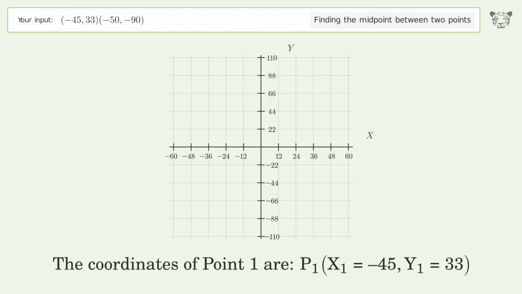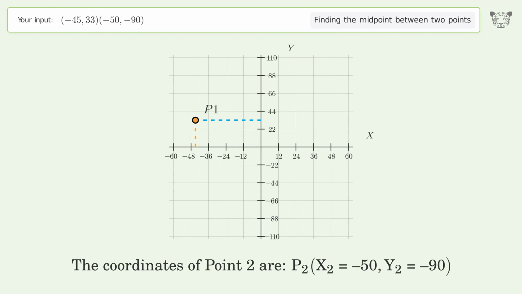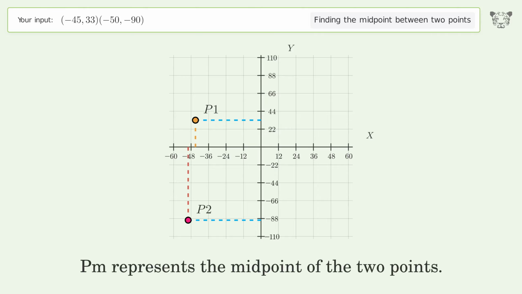The coordinates of point 1 are, x1 equals -45, y1 equals 33. The coordinates of point 2 are, x2 equals -50, y2 equals -90. PM represents the midpoint of the 2 points.